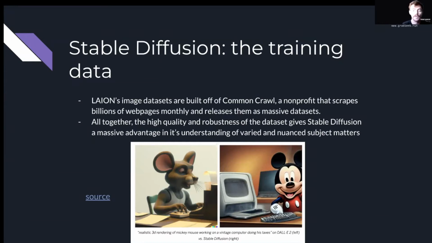Let's talk a little bit more about this training data. LAION's image data sets are built off of Common Crawl, which is a nonprofit that scrapes billions of web pages monthly and releases them as massive data sets. LAION collected all HTML image tag pairs that had alt text attributes and classified the resulting 5 billion pairs based on their language to filter the results into separate data sets using their, as we mentioned a moment ago, resolution, predicted likelihood of having a watermark, and aesthetic score, which they described as subjective visual quality.